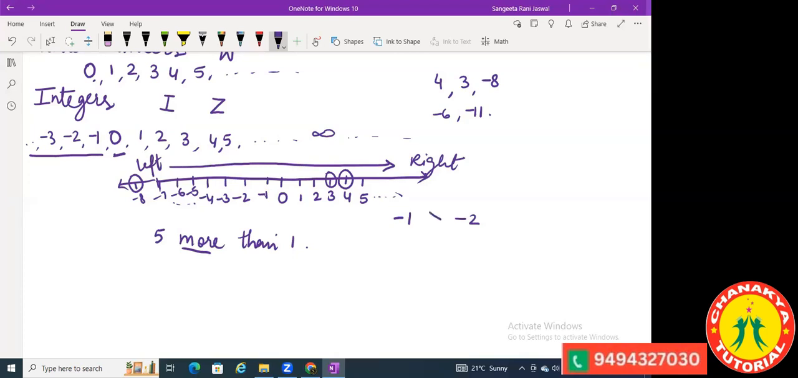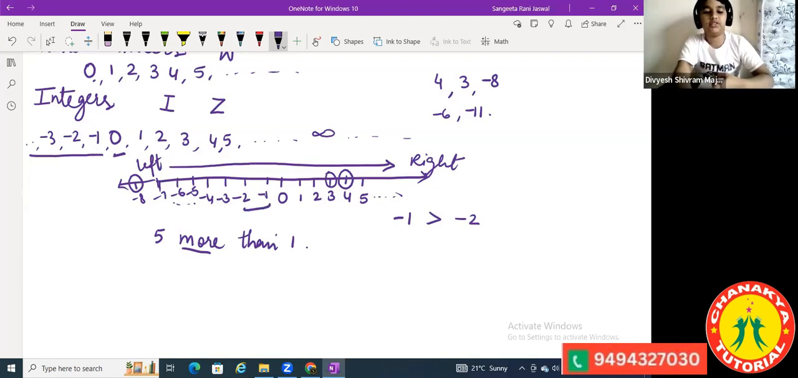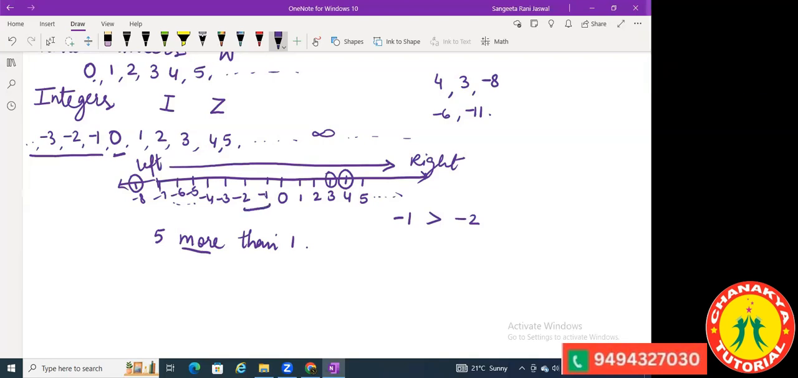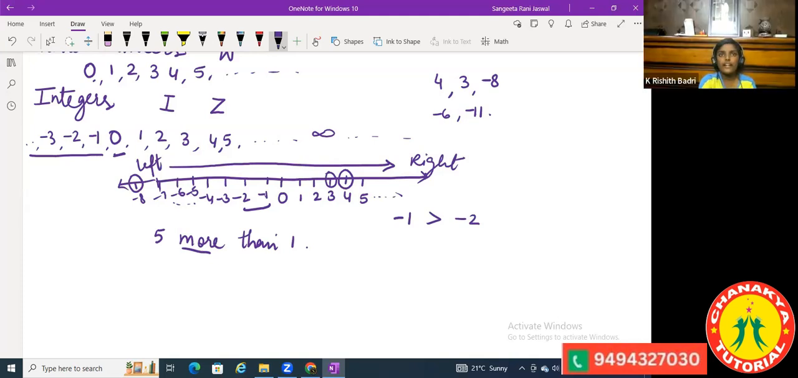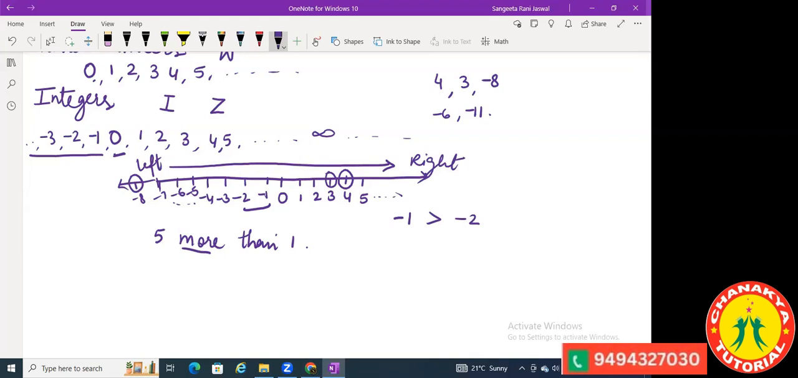-1, because this is on the right side. Because -1 is to the right of -2. Yes. So whichever number is on the right side is the higher number. Else we can also take which number is closer to 0, or towards the right side.